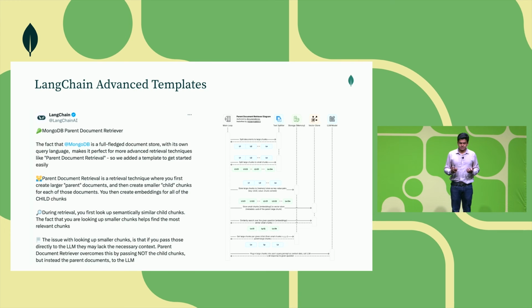We have a bunch of these advanced templates. MongoDB parent document retrieval is one such example, which comes with a FastAPI-compatible API. You can take this template and get started with an API that's spun off your MongoDB connection.